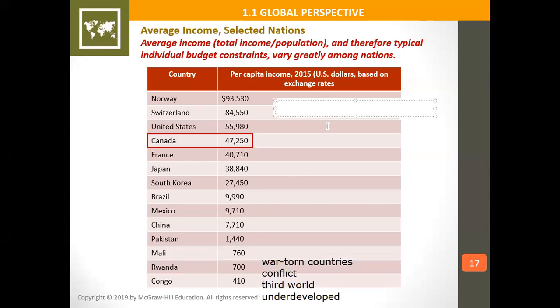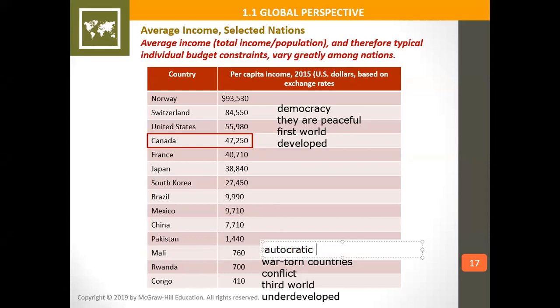And then the countries at the top usually have democracy. They are usually peaceful, first world, developed. But as you go down the list, there's more conflict for the most part. Conflict brings inequality, and they're usually more autocratic. So they mostly have dictatorships, like China, Pakistan, Mali, Rwanda, Congo, for the most part.